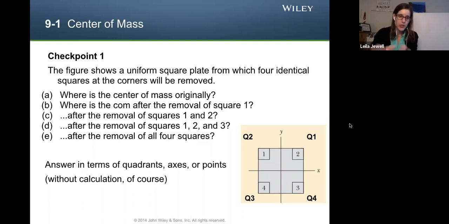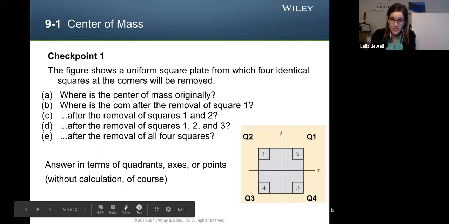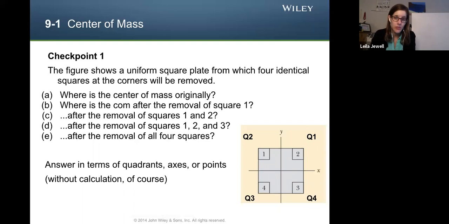So let's try this out with a checkpoint. I'm going to read through this and then encourage you to pause. The figure shows a uniform square plate from which 4 identical squares at the corners will be removed. Where's the center of mass originally? Where's the center of mass after removal of square 1? After the removal of squares 1 and 2? After the removal of squares 1, 2, and 3? After the removal of all 4 squares? Answer in terms of quadrants, which are labeled, axes, or points. This is without calculation. So go ahead and pause and think through each of the answers here.